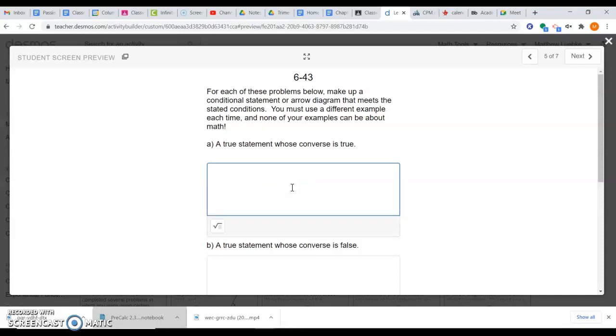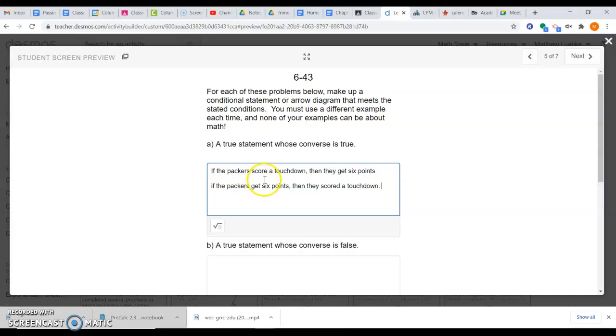Okay, so let me think of one that could be. Go with this one. If the Packers score a touchdown, then they get 6 points. So the converse of this statement would be, if the Packers get 6 points, then they scored a touchdown.